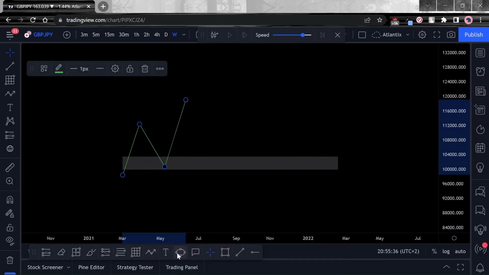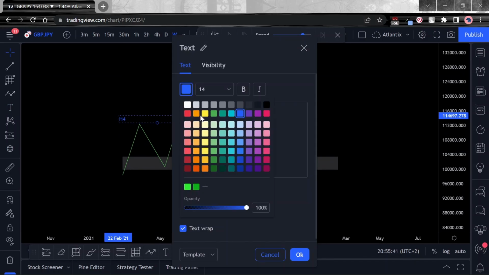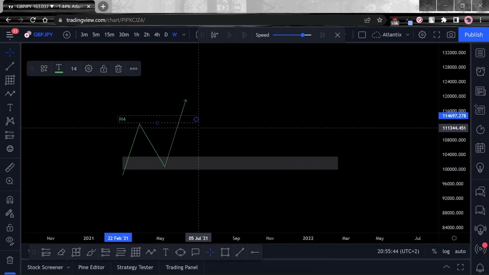Let me just label it like this. Say this is the H4. Make sure that's green for purposes of this example.